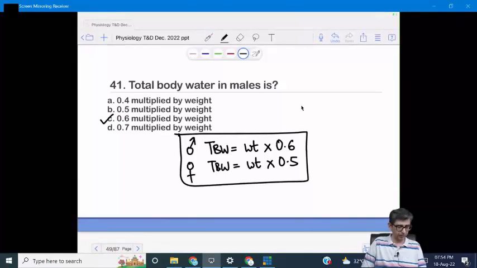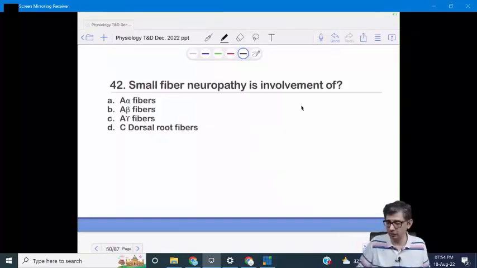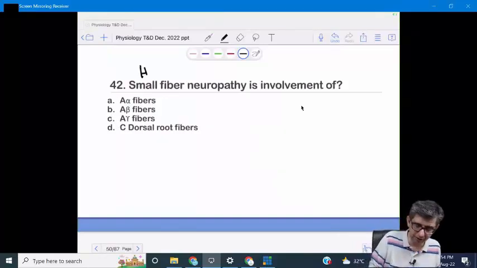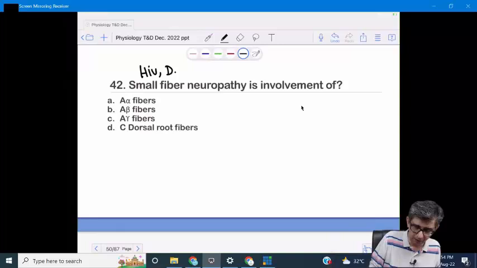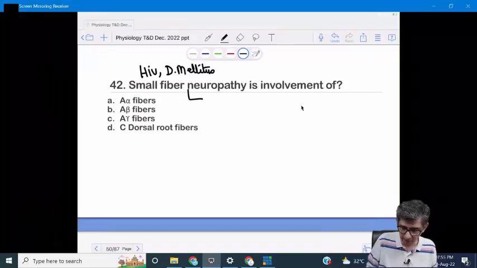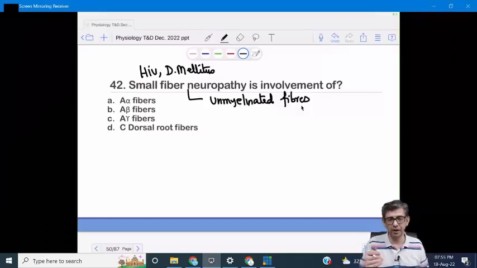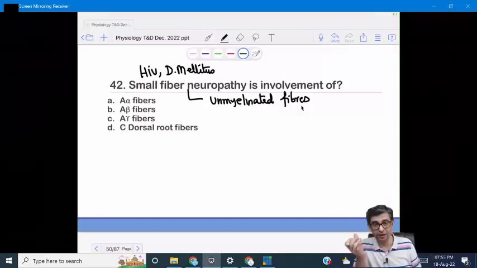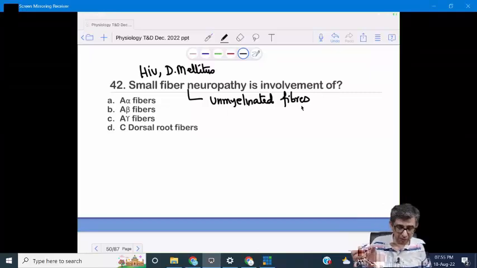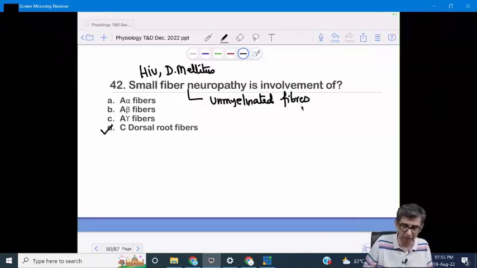Moving to 42, small fiber neuropathy. So small fiber neuropathy is what you read in HIV and in diabetes mellitus. Meaning of the word small fiber is that it is unmyelinated C fibers which are getting affected. Yes, you are right. It is the unmyelinated fibers which are getting involved here, and the बाकी सब myelinated है. A alpha, A beta, A gamma, they're all myelinated. It is C dorsal root fibers which are unmyelinated fibers which are involved here.